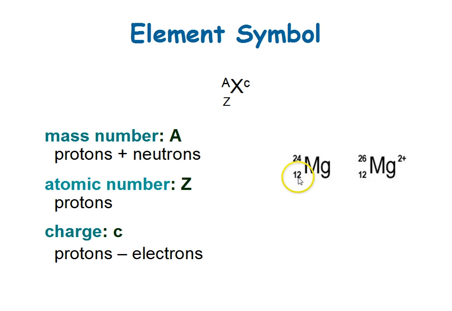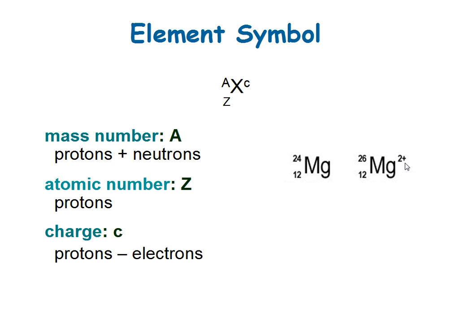So to get the neutrons, I can take the difference between the top number and the bottom number, my mass number and my atomic number, and I can determine how many neutrons are present for that particular atom or ion's nucleus. And then finally, the top right-hand corner represents the charge. If you are a neutral atom, your charge would be 0. So you could have a 0 next to this magnesium symbol, but you don't have to.